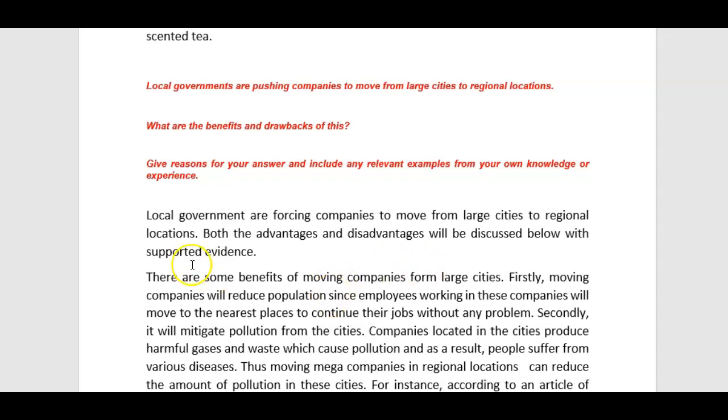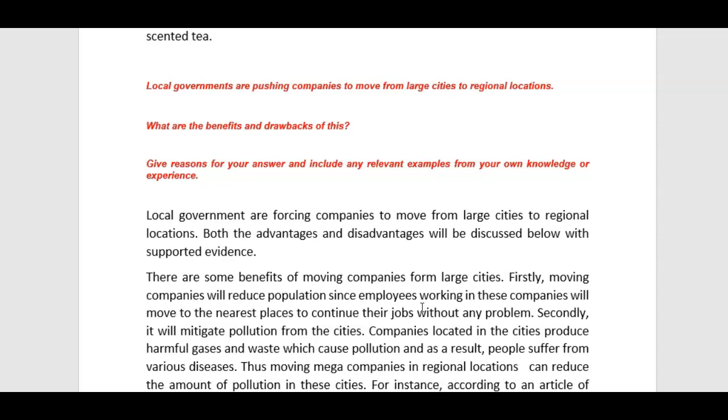So there are some benefits to moving companies from large cities. First of all, this move will reduce the population in urban areas since the employees will move to these regional areas to continue their jobs. Full stop. Okay? So just using these, the, and so forth, I got rid of all of these instances of companies.